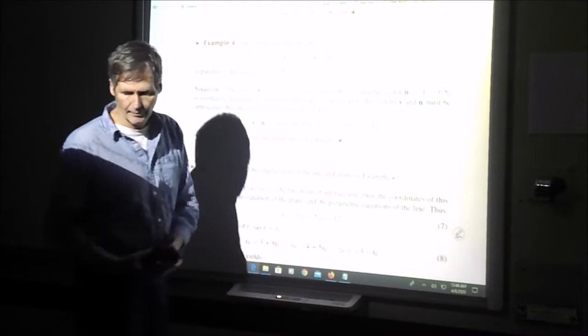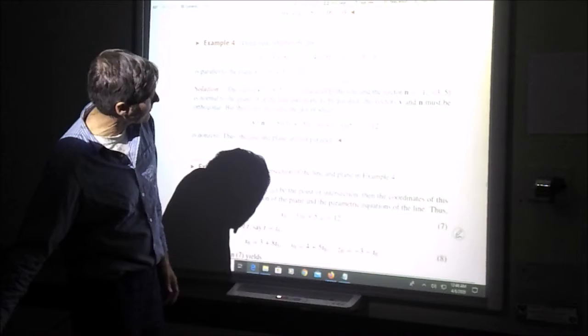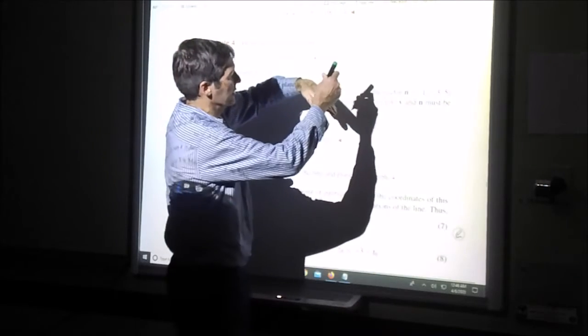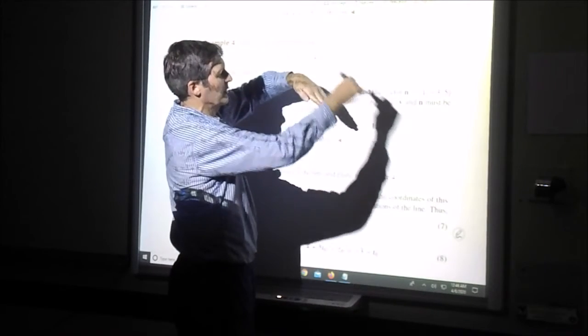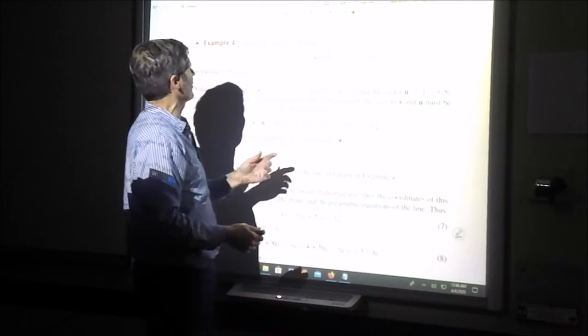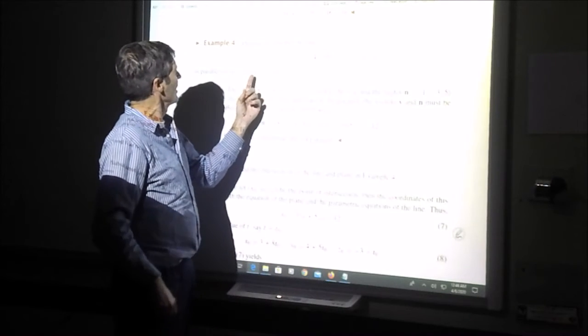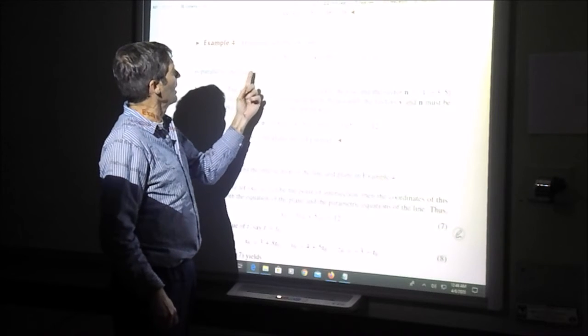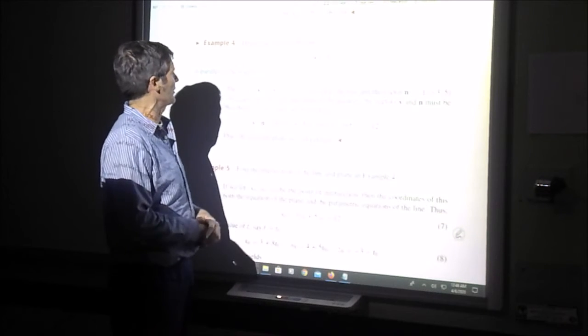So, here's the plane and here's its normal. A vector parallel to the plane will have to be perpendicular to the normal. So I say, what's the normal of the plane? I could read it off. A, B, and C. 1, minus 3, 5 is a normal vector to the plane.